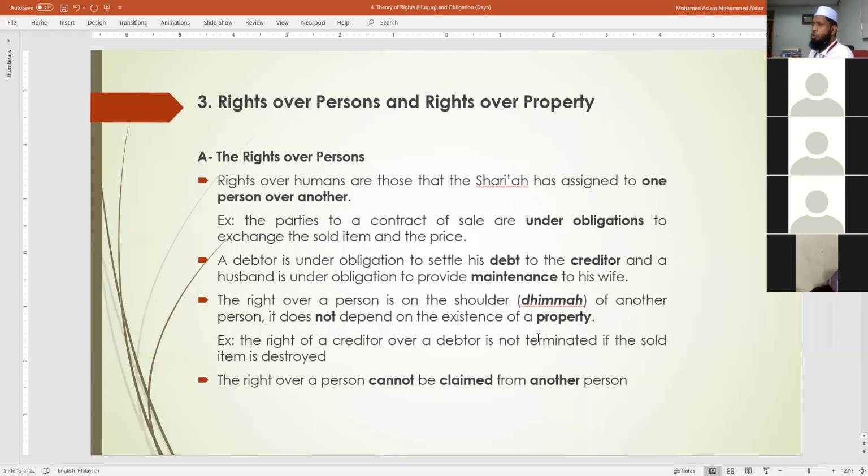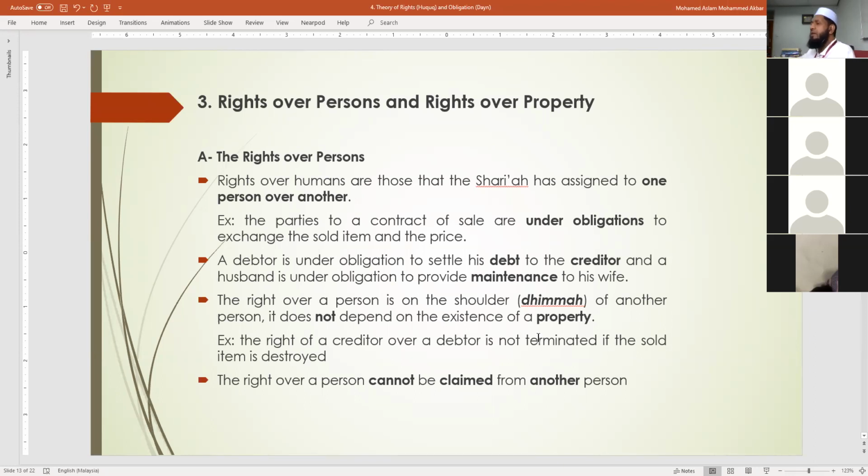So rights over human is actually the party to a contract of sale under obligation to exchange the sold items and the price. So the parties will become under obligation. This is what we call rights over person. A debtor is under obligation to settle his debt to the creditor, and a husband is under obligation to provide maintenance to his wife. The right over a person is on the shoulder, zimma, of another person. It does not depend on the existence of property. The right of a creditor over a debtor is not terminated if the sold item is destroyed. The right over a person cannot be claimed from another person.